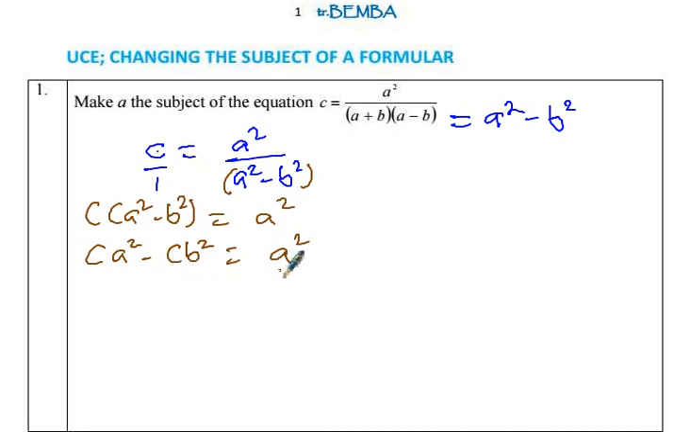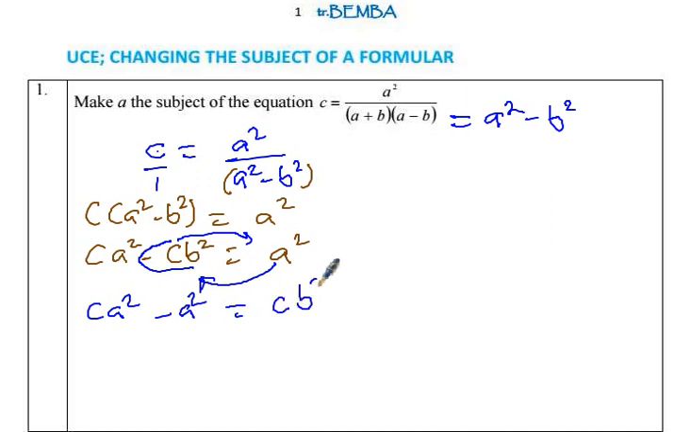So what do I do? I will move this A squared term to this side, and I also take this term to this other side so that I can write C A squared. Now this term becomes minus A squared is equal to, this term turns into a positive CB squared, okay? Someone would think of moving this to this side. Fine, that can also work, okay? But for today, let me follow this.